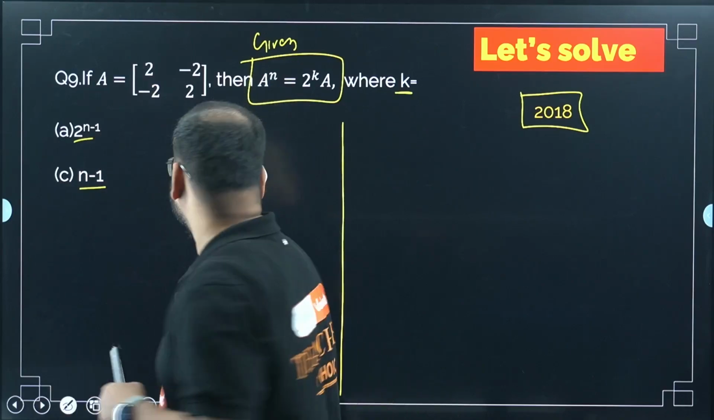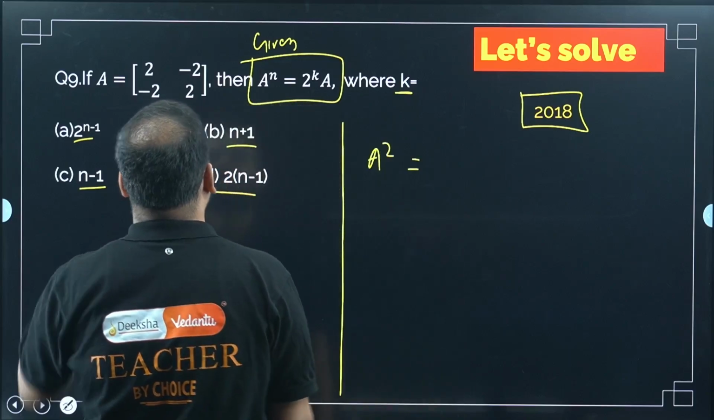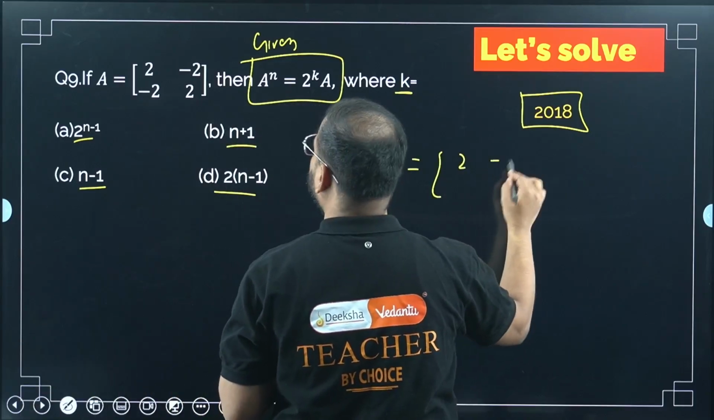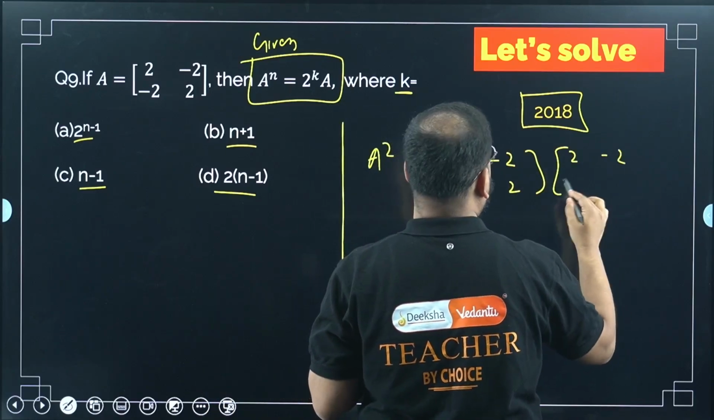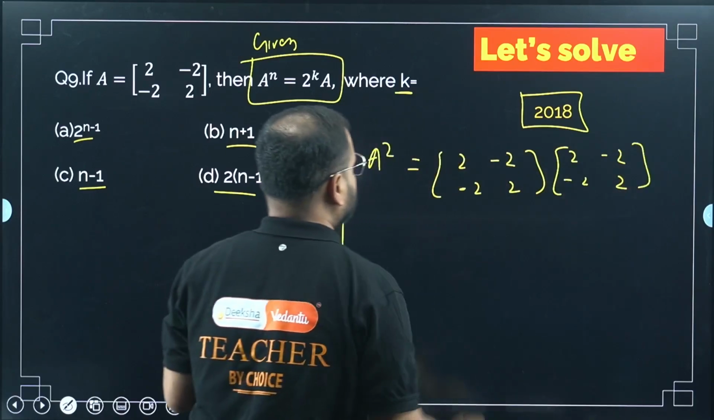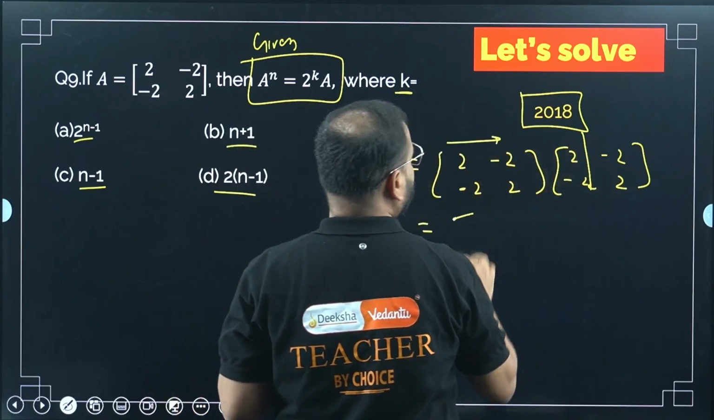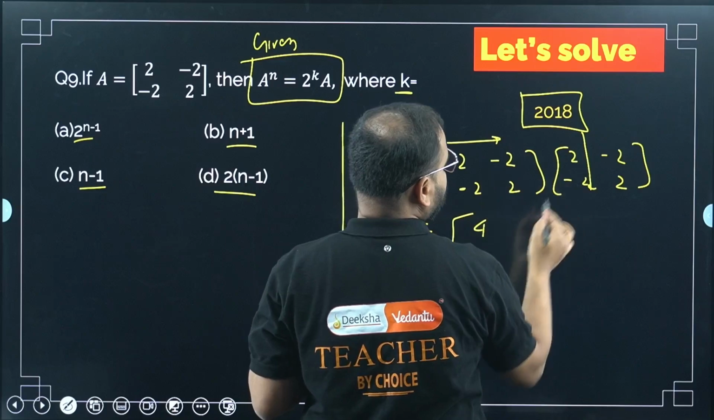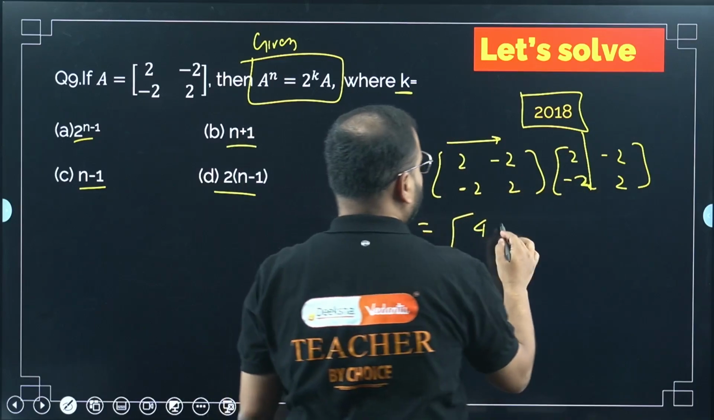A positive index. So if I do the first one, which is A square, let's check how much I'm getting. How will I write this? 2 minus 2, multiplied with the same thing, 2 minus 2, 2. Let's multiply this with this first. What am I going to get? 2 times 2 is 4. Minus 2 times minus 2 is going to be plus 4 again.